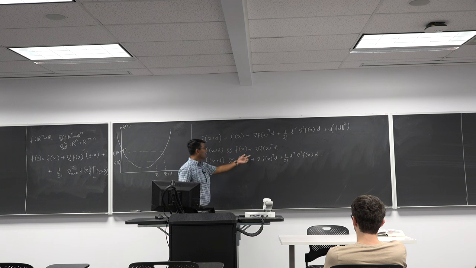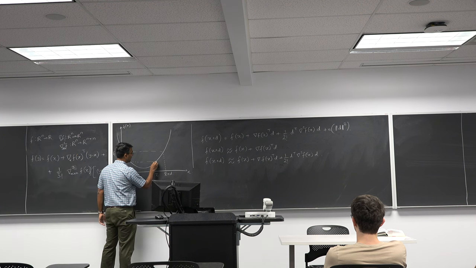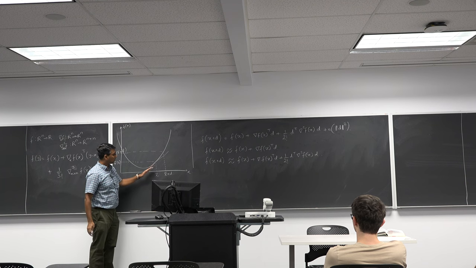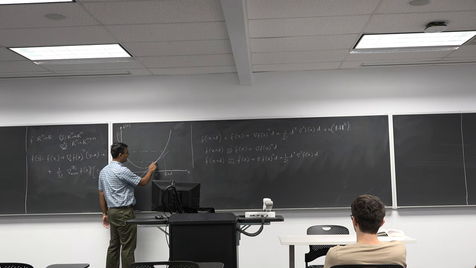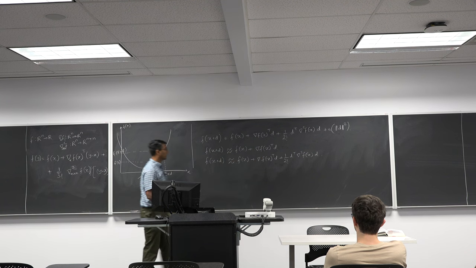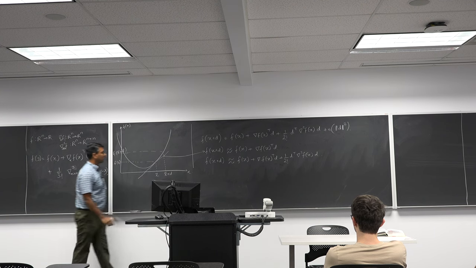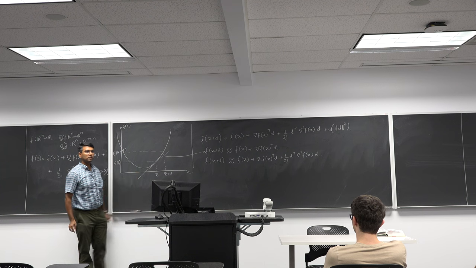So what is the first order expansion saying? I need to look at the gradient of the function f, and then take the inner product with d. The gradient of the function f at x bar is basically this line. So the gradient is basically the slope of the function at that particular point. I multiply the gradient with d, and I look at f of x plus gradient of f of x transpose d, that's this point. So I am approximating it. I think it's a good approximation, but it's still a little bit off.